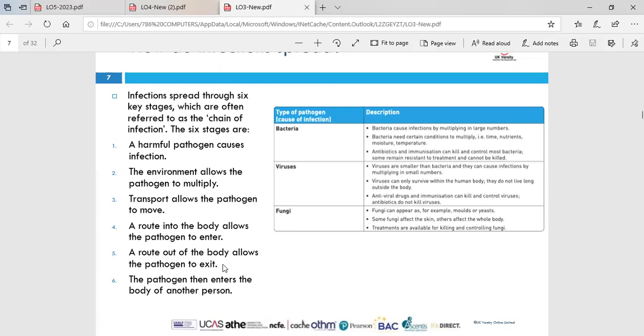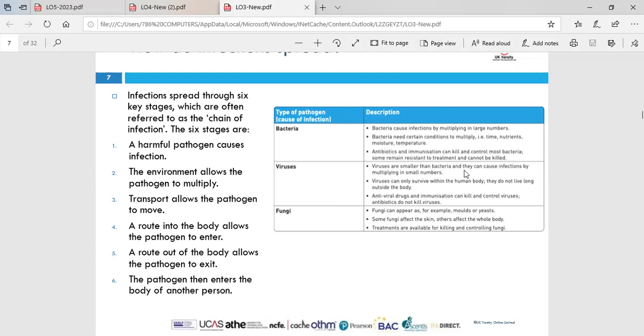A route out of the body allows the pathogen to exit. So within the hair, let's say there's lice. If you're clearing that up, you're again reducing the chances of spread. The pathogen then enters the body of another person. So if you're keeping a proper distance, you're removing the chances of spread of infection.